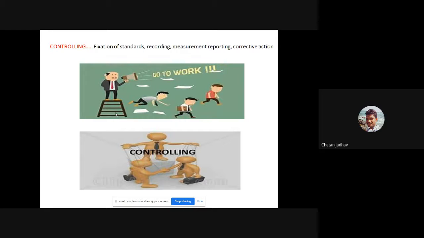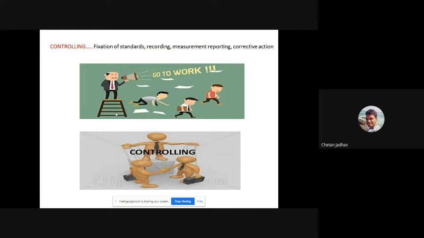Last one is controlling. Fixation of the standards means before manufacturing any product, we have to do standardization and calibration of that part. Okay, so that calibration is important for your standardization. Then recording all the flowchart of that particular product from the raw material to finished goods. Then measurement and reporting: the department manager should report to their upper level manager daily, and if there is anything wrong, then the top level manager will take the corrective action.